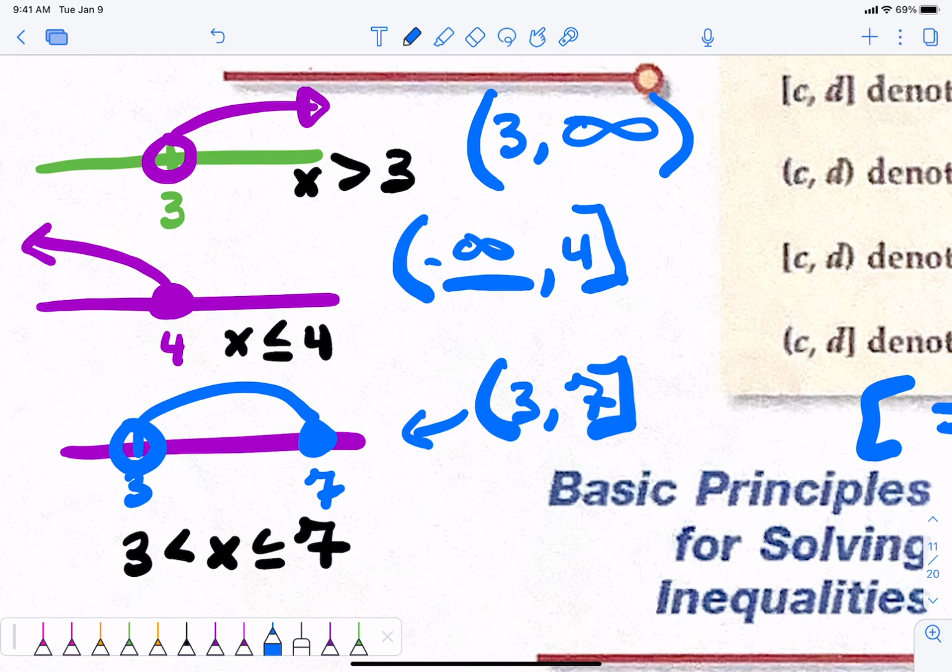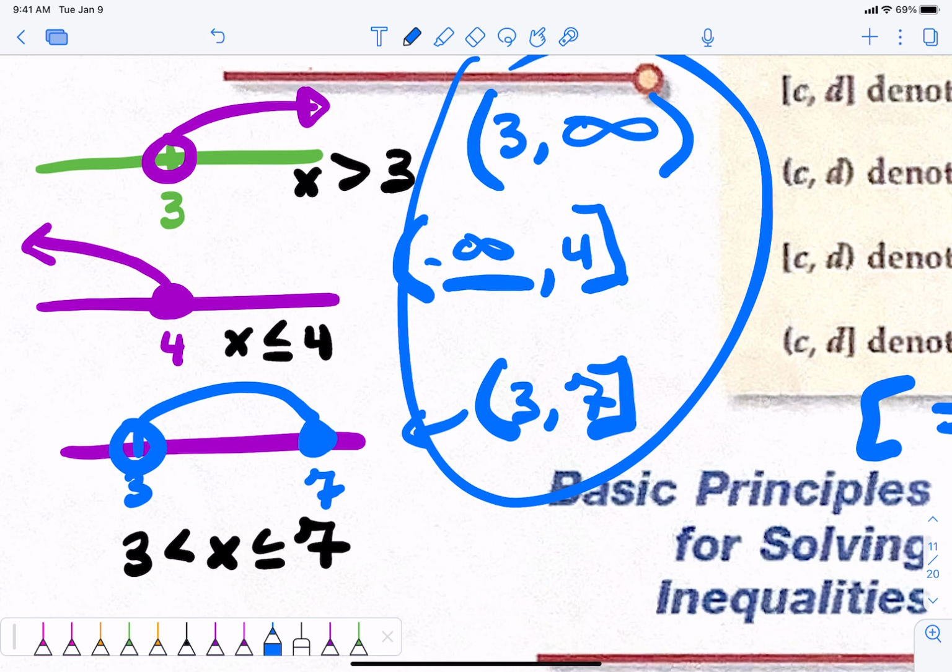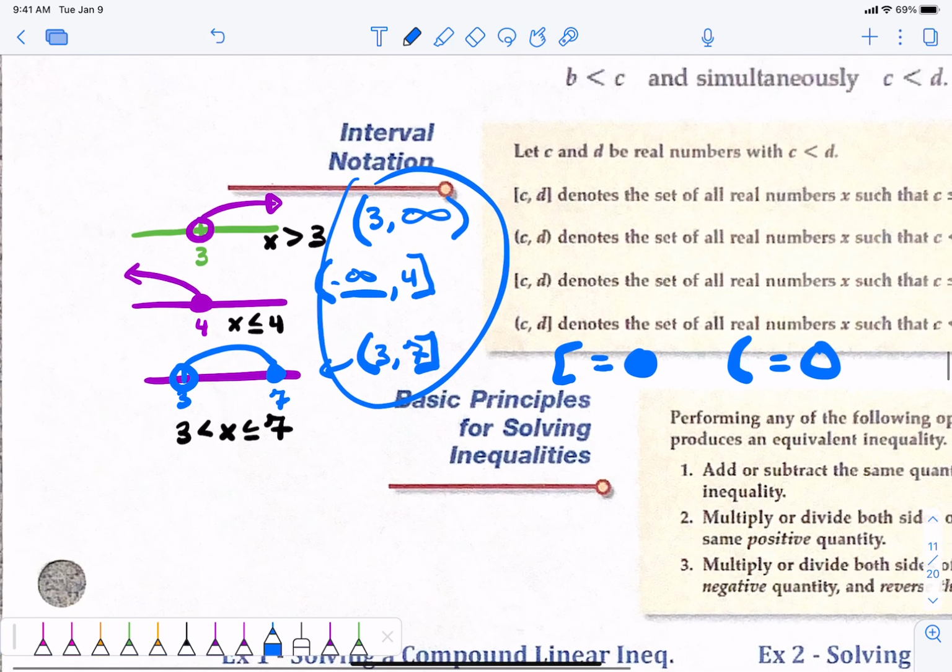These are interval notations. These are set builder notations, the ones in black. That's what we've been doing thus far. Now we're switching to interval notation. I like interval notation better. Okay? All right, let's go down here.